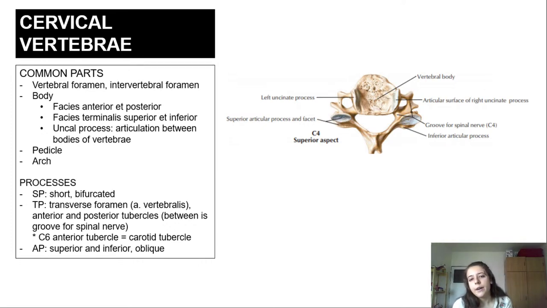We start having here the uncinate process or uncal process, I've heard too. So it serves for the articulation between the bodies of the vertebrae. Located between the vertebral bodies, we're going to have the intervertebral discs. So these two uncal processes on each side are going to help with this vertebral disc connection. And then again, we have the pedicle, which is body to articular process, and the arch, which is articular process to spinous process.